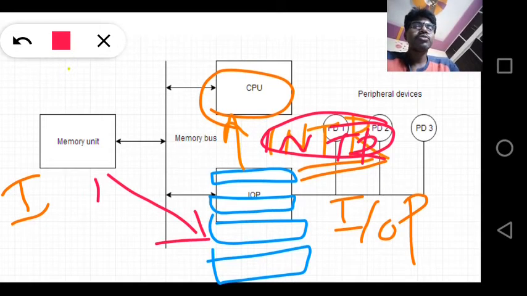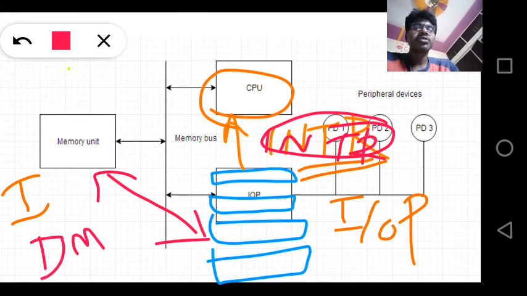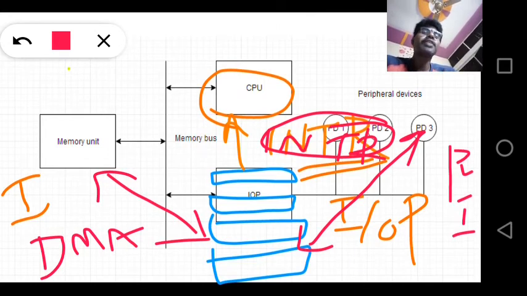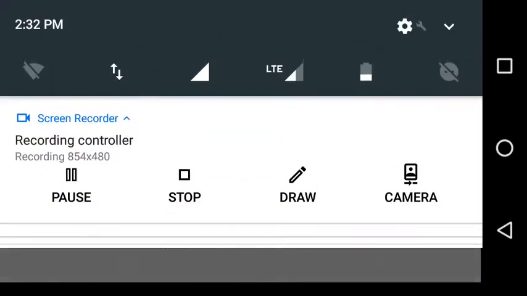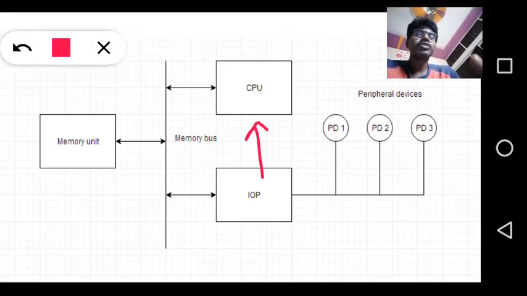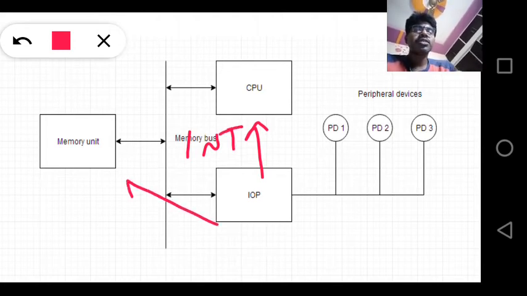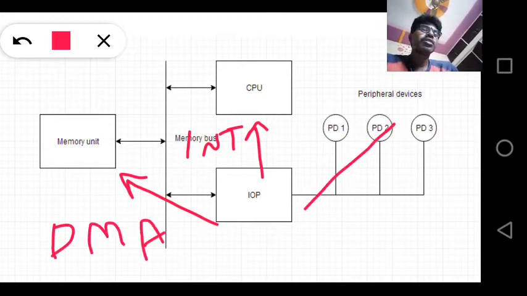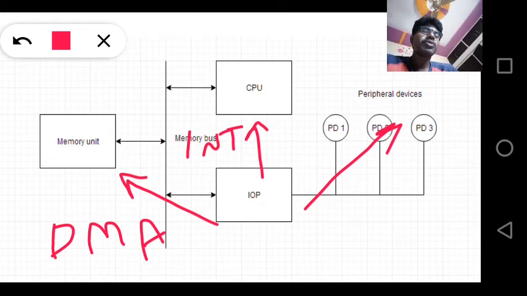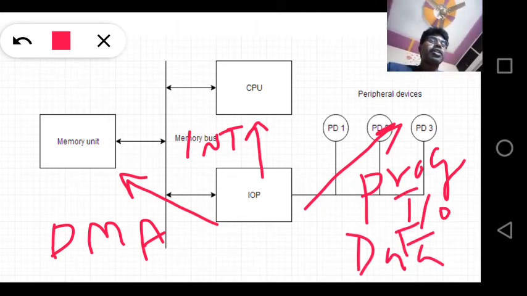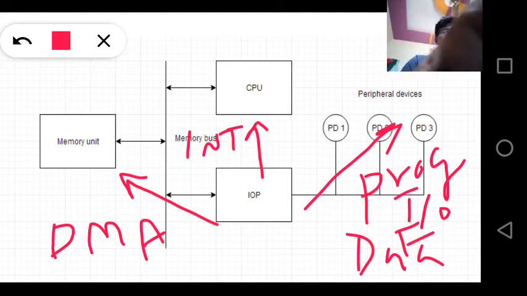The communication between memory and IO processor is through DMA. Communication between input devices is the programmed IO data transfer technique. This is very important to understand. The communication between the IO processor and CPU is through interrupt. The communication between the IO processor and memory is through DMA, and the communication between the IO processor and peripheral devices is using programmed IO data transfer. This is the most important thing to understand.